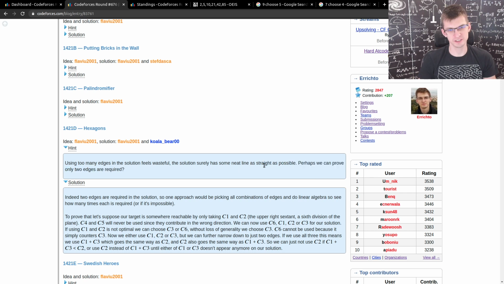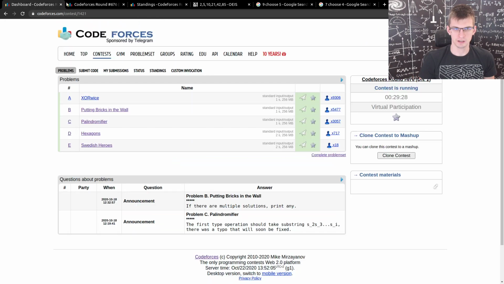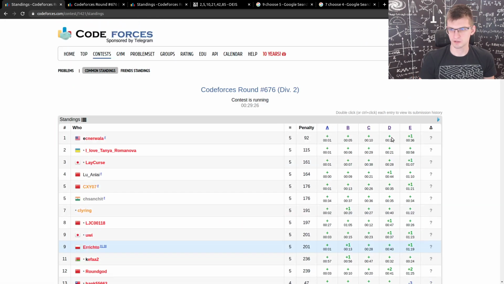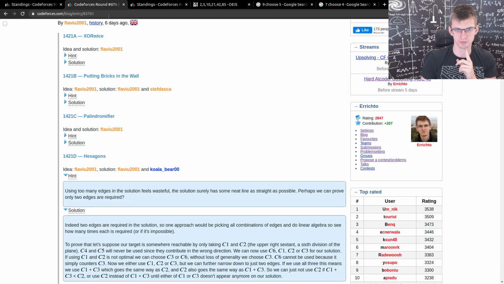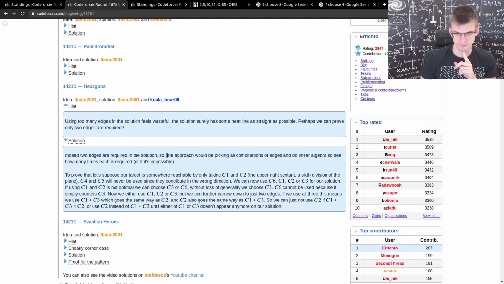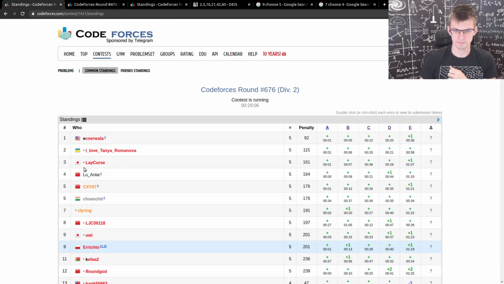Perhaps we can prove only 2 edges are required. Perhaps. I would say that here it's very important what the actual code is. I'm proud of my code. I can take a look at somebody in the top. No. While I have virtual participation, I cannot open. I could maybe quit virtual participation, but maybe I would disappear from the standings. Let's take a risk.